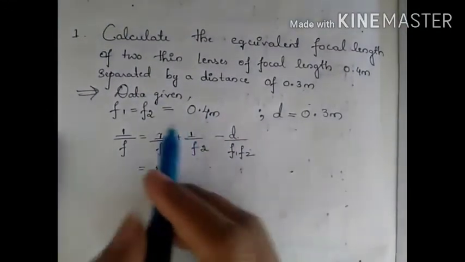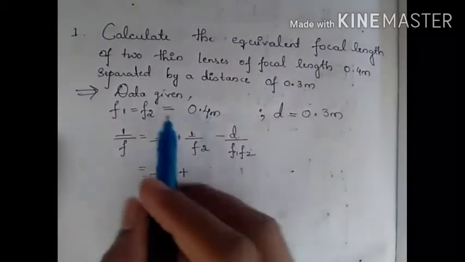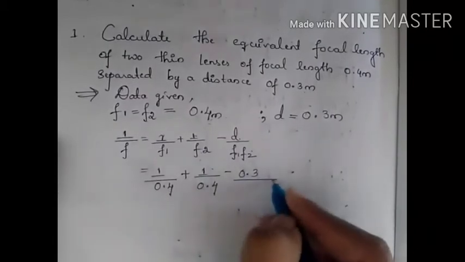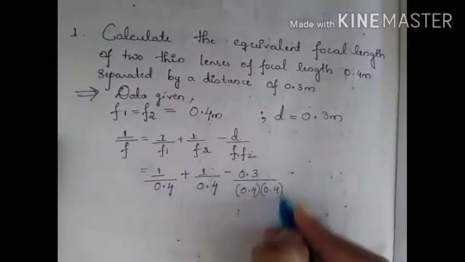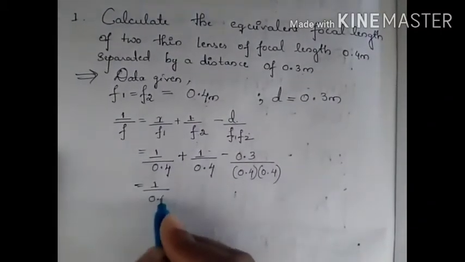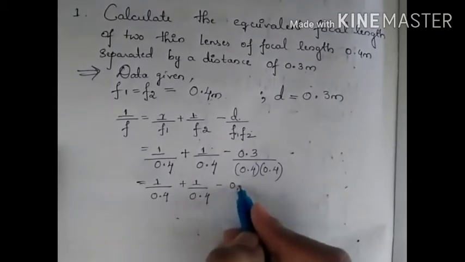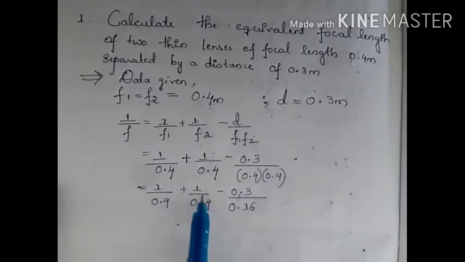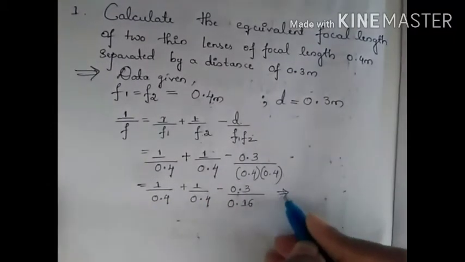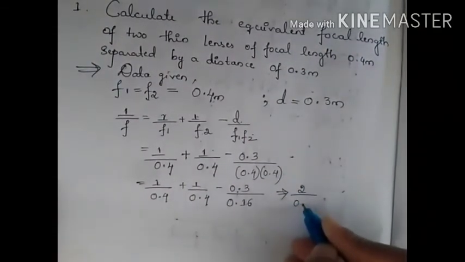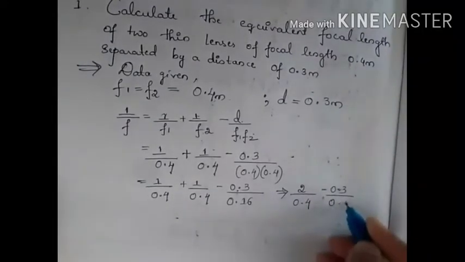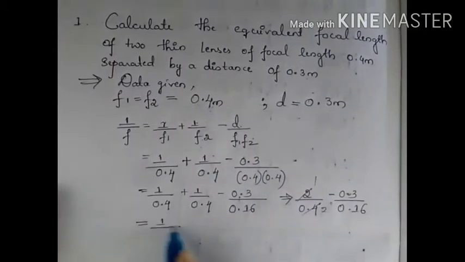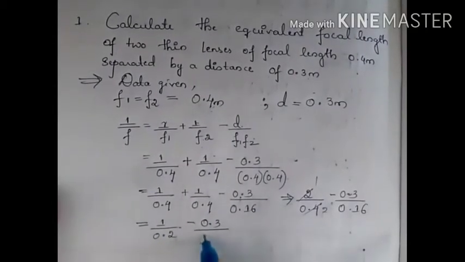So that is 1 divided by f1, which is 0.4 meter, plus 1 divided by f2, which is again 0.4 meters, minus d, which is 0.3, divided by 0.4 multiplied by 0.4. So this gives 1 by 0.4 plus 1 by 0.4 minus 0.3 divided by 0.16, since 4 fours are 16. The first two terms can be written as 2 by 0.4, minus 0.3 divided by 0.16. So 2 ones, 2 twos, 0.2 is left. 1 divided by 0.2 minus 0.3 divided by 0.16.